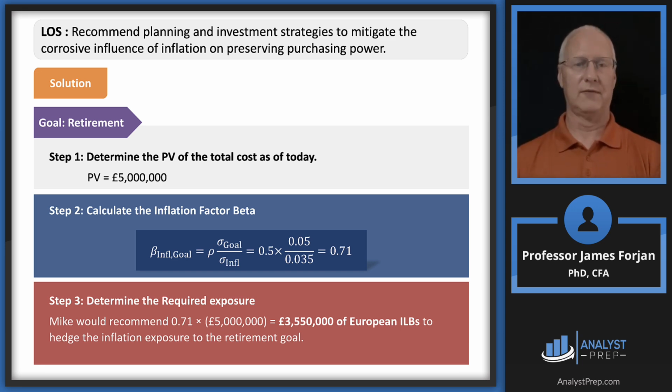So let's do the inflation factor beta. Now we have a correlation coefficient of 0.5, and the standard deviation was 5, and now inflation 3.5, so there's the same 3.5. So there's 0.71, multiply that by the 5 million, you get, what is that, about 3.5 million of European ILBs to hedge that inflation exposure.